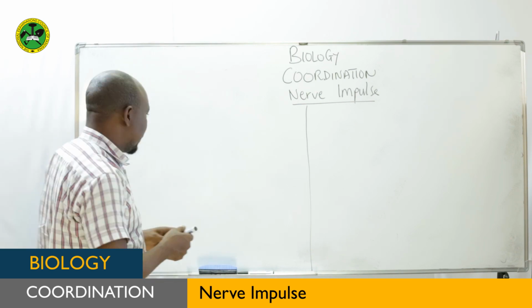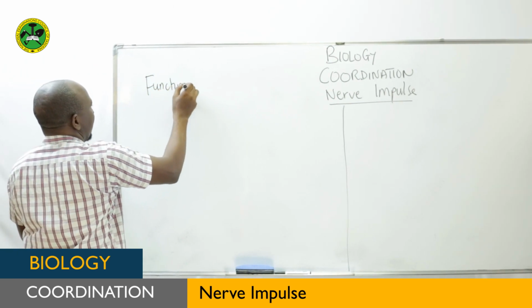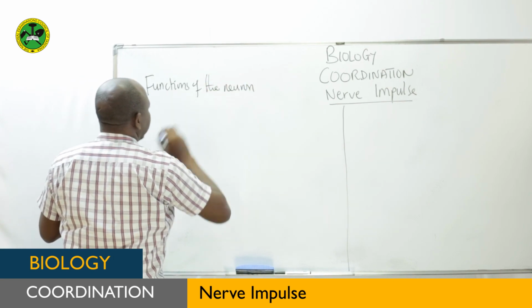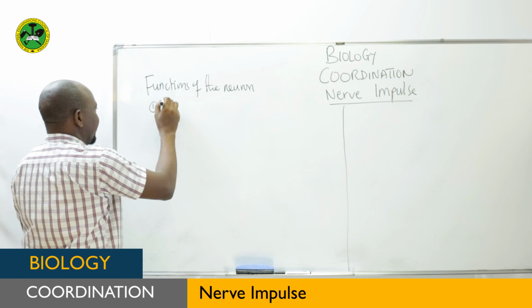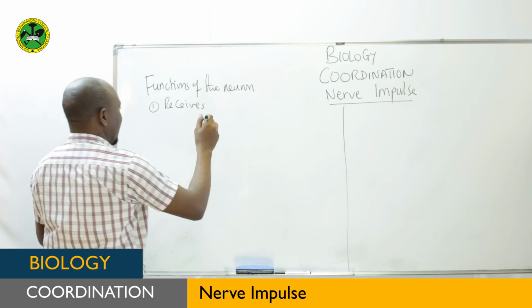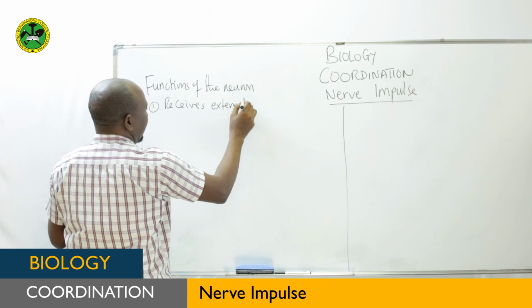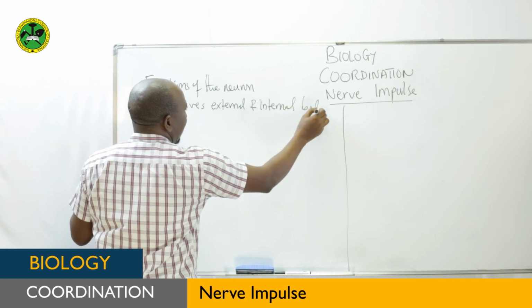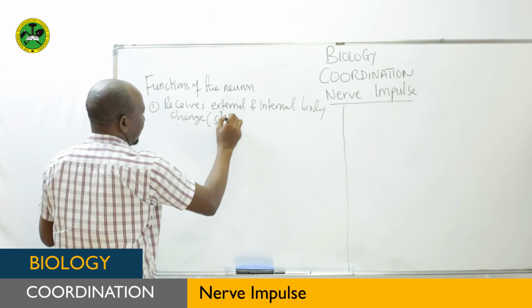The major functions of the neuron are as follows. 1. The neurons receive the external and internal body changes. That is the stimuli.